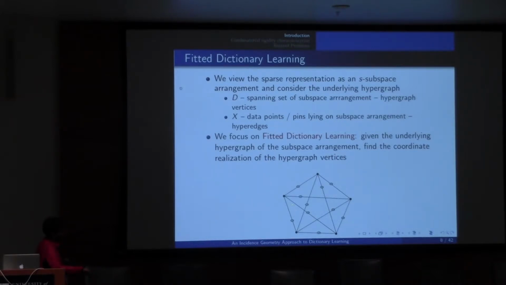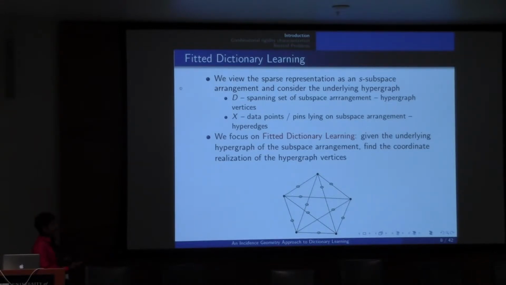So I'm given a bunch of pins, and the pins' locations are known. Those are the data vectors that are given to you. And the goal is to find the locations of these points with the property that this pin lies on a line that contains those 2 points, right? So the goal is to position these black points in such a way that the given set of pins will lie on these lines, okay? So essentially that is the dictionary learning problem. The dictionary learning problem, one way or the other, comes down to this.